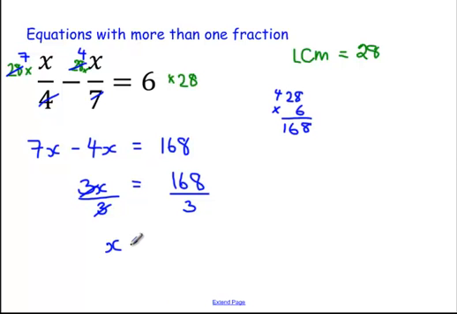Okay, so I end up with x is equal to 168 divided by 3. Again, I'm going to have to do a bit of working out. I haven't got my calculator with me. 3 goes into 16 5 times, remainder 1. 3 goes into 18 6 times. So x is equal to 56. Okay, so the big difference in this one is because I've got two different denominators, what I've got to multiply by is the lowest common multiple, in order to simplify that.